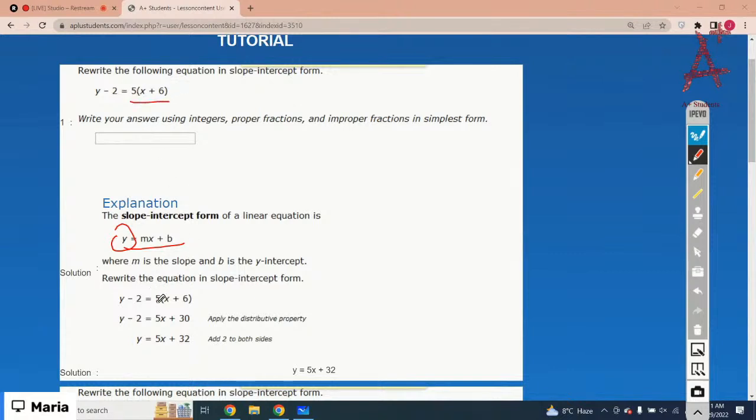So just solve this side. You have to do 5 times x, 5x, and then 5 times 6. It would be 5x plus 30. So move the negative 2 to the other side. It would be then positive 2. Got it? So 30 plus 2 is 32. So the equation is y equals 5x plus 32. Let's just start with the test questions.